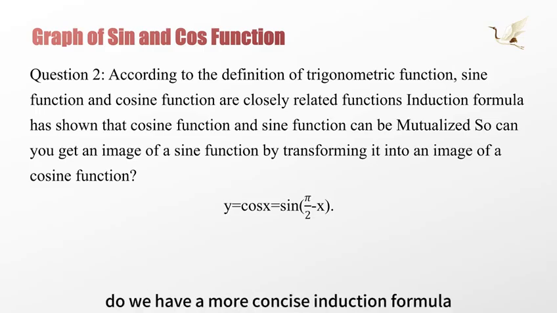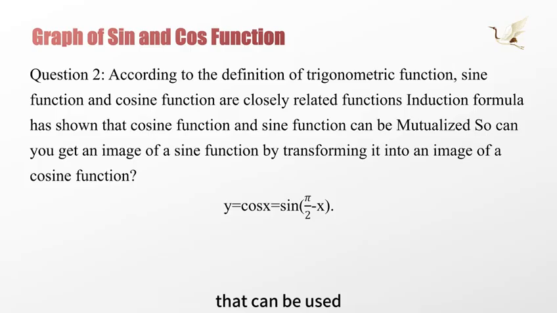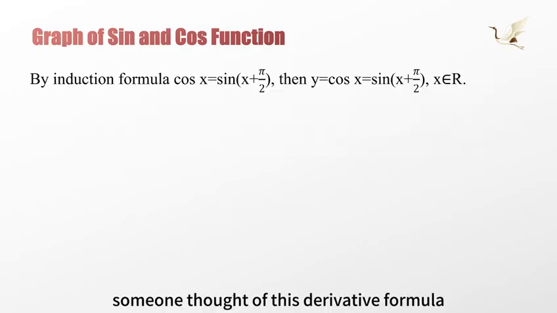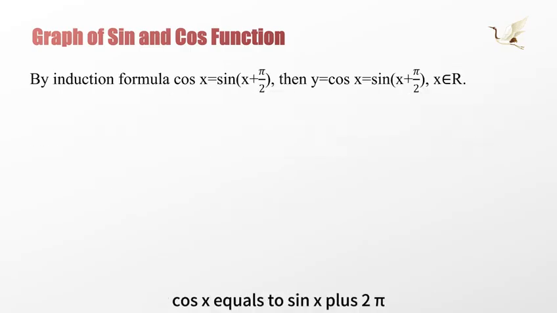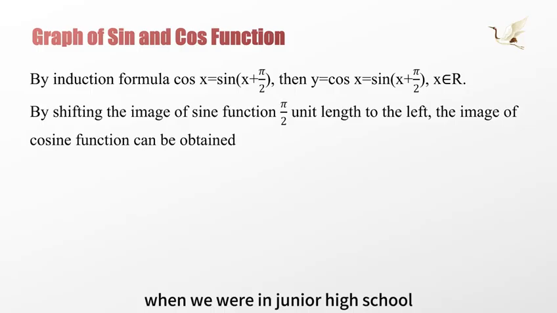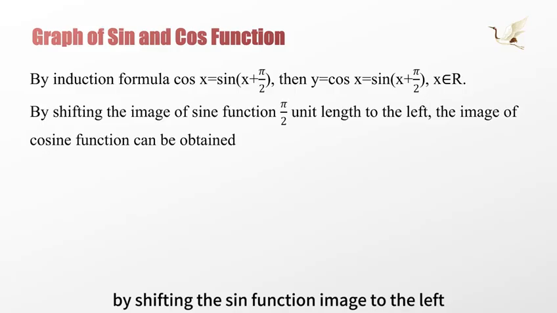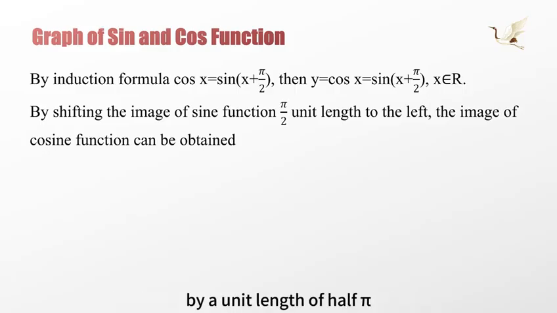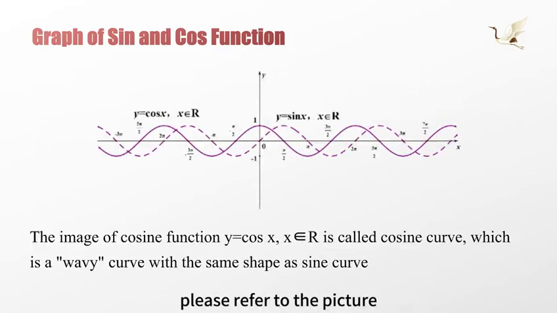Do we have a more concise induction formula that can be used? Someone thought of this formula, cos x = sin(x + π/2), which is indeed much simpler. When we were in junior high school, we learned about image translation. We know that by shifting the sine function image to the left by a unit length of π/2, we can obtain the cosine function image.